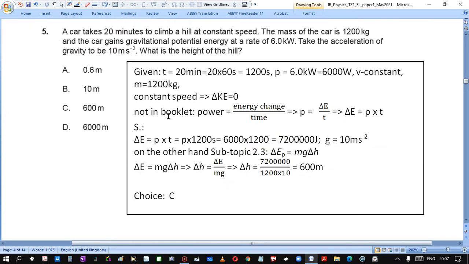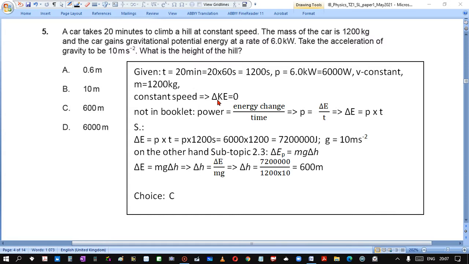Question 5. A car takes 5 minutes to climb a hill at constant speed. The mass of the car is given, the car gains gravitational potential energy at a given rate, take the acceleration of gravity g. What is the height of the hill? So we have given time, power, and mass.